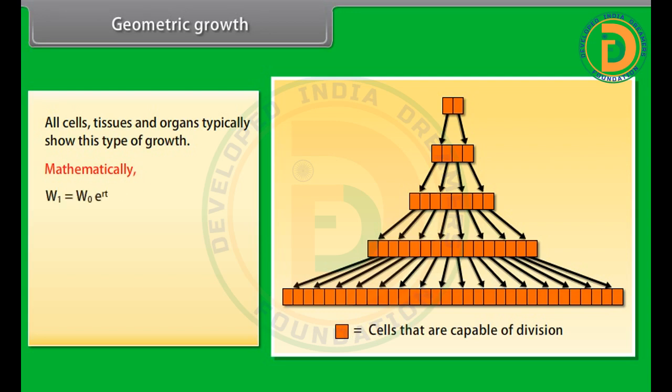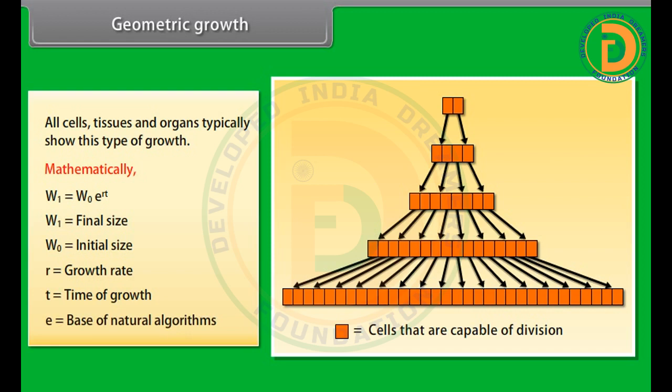Mathematically, W1 is equal to W0 into e to the power rt. W1 is equal to final size. W0 is equal to initial size. r is equal to growth rate. t is equal to time of growth. e is equal to base of natural logarithms.